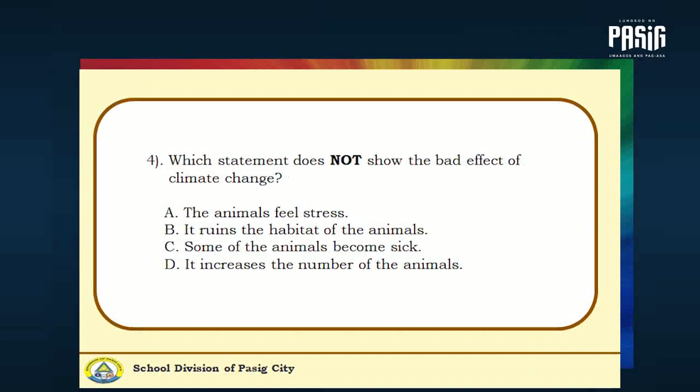Which statement does not show the bad effect of climate change? A. The animals feel stress. B. It ruins the habitat of the animals. C. Some of the animals become sick. D. It increases the number of the animals. Timer starts now. And the answer is letter D. It increases the number of the animals.